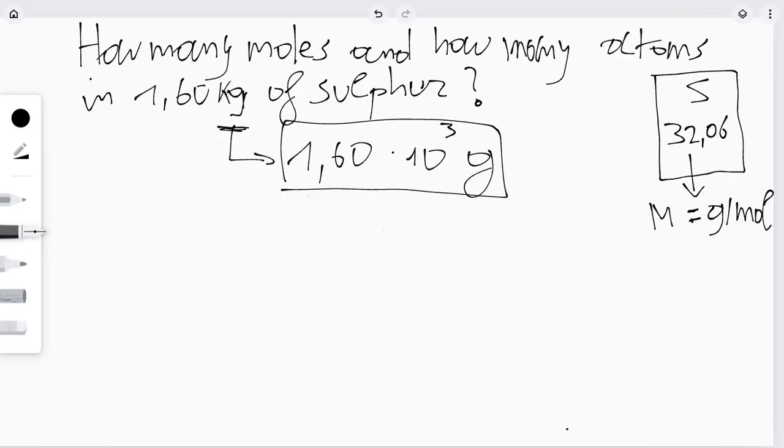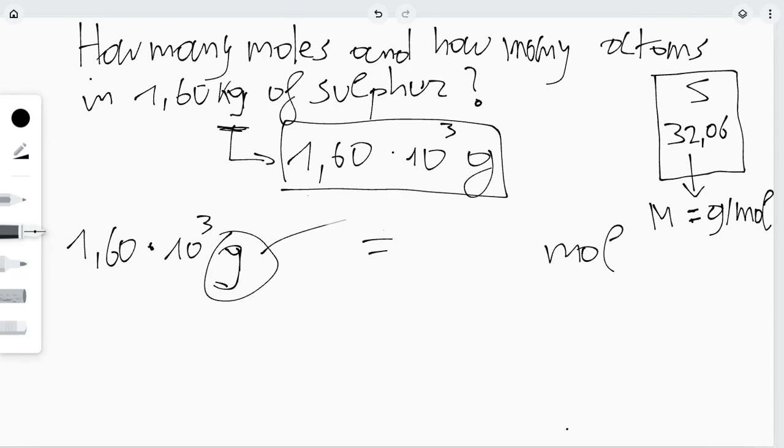So now when we have that, we can write it out. 1.60 times 10 to the third grams. And this needs to become moles. This gram over here needs to be turned into a mole. So how do I do that without remembering a formula? I just look at the mathematics.